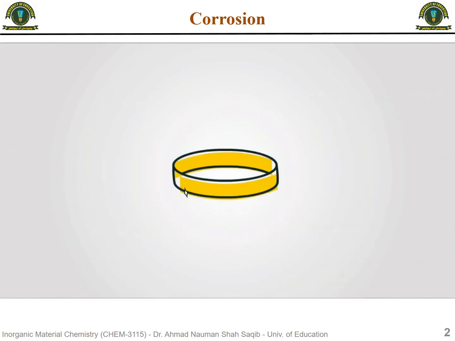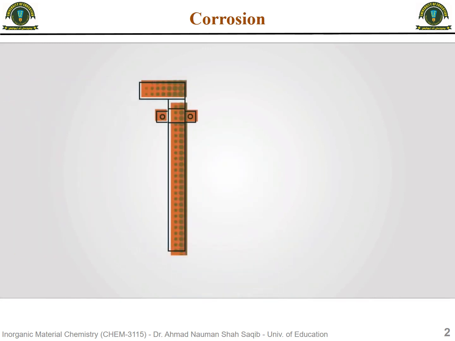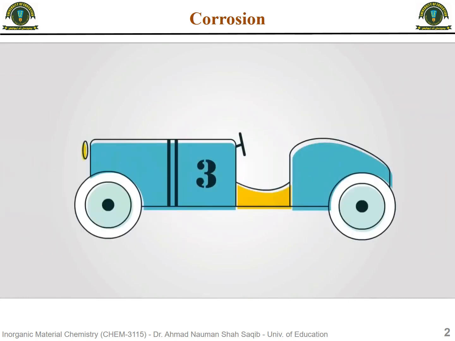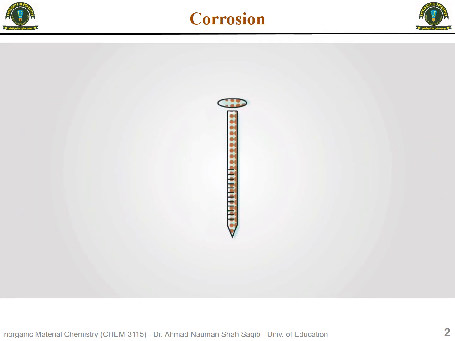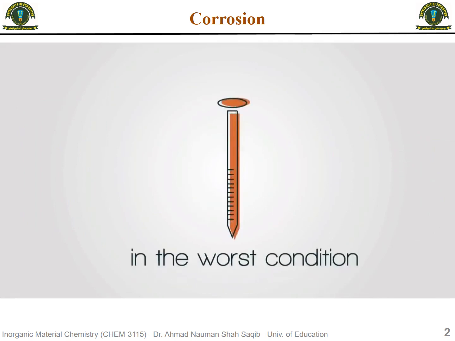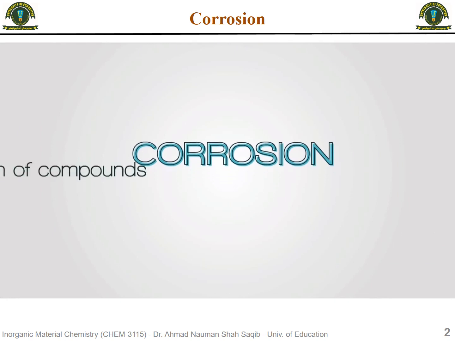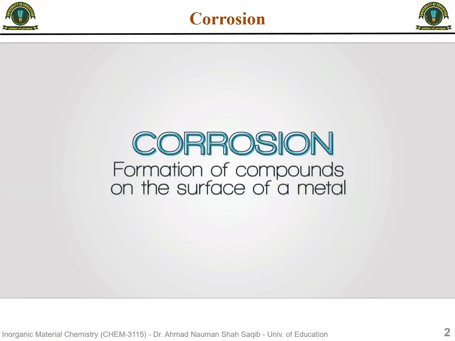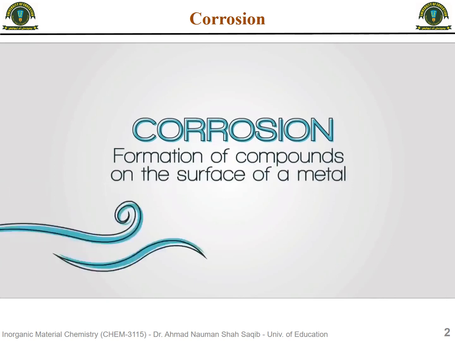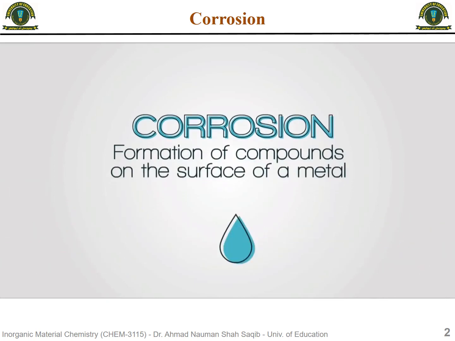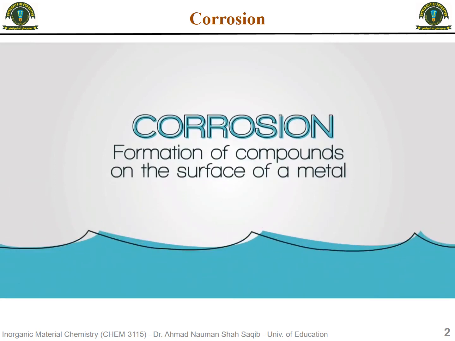If you think the gold ring is likely to be in the best condition, you're right. The copper pipe and the iron nail will appear in a worse condition, but the aluminium toy is also preserved very well. Most likely the iron nail will appear in the worst condition. This is because of corrosion. Corrosion is described as formation of compounds on the surface of a metal when it is exposed to air and or water or an electrolyte like salt water.